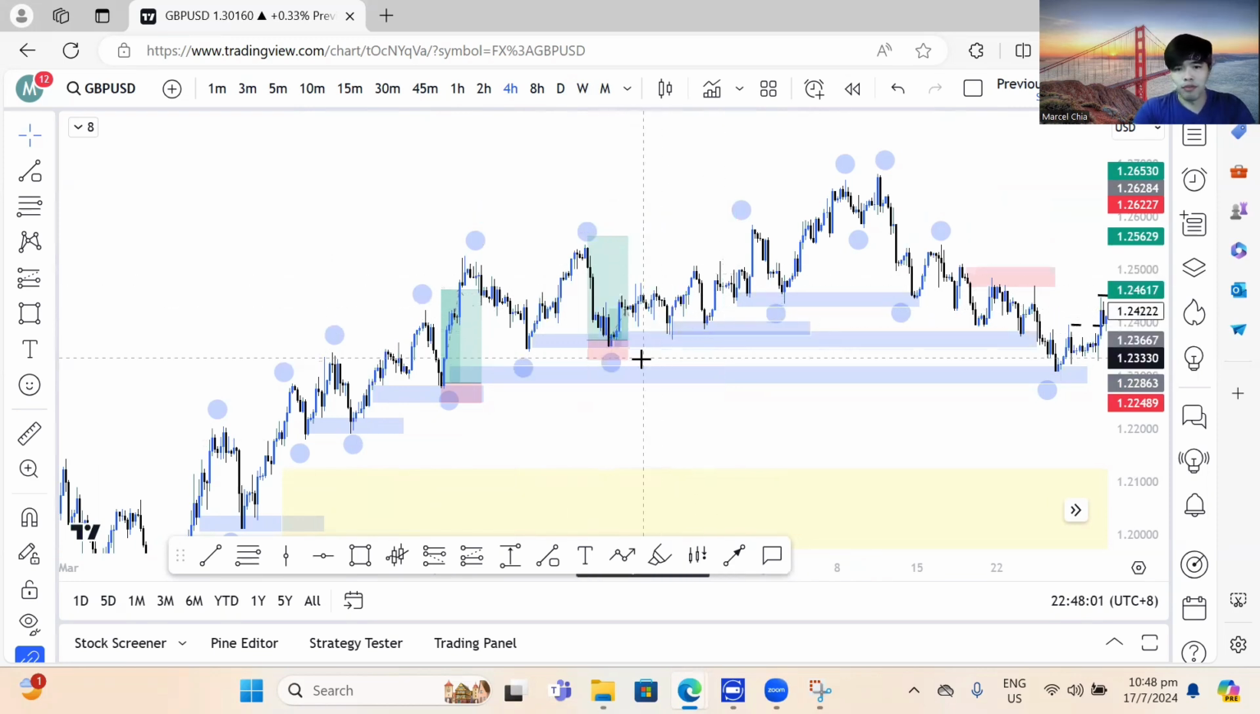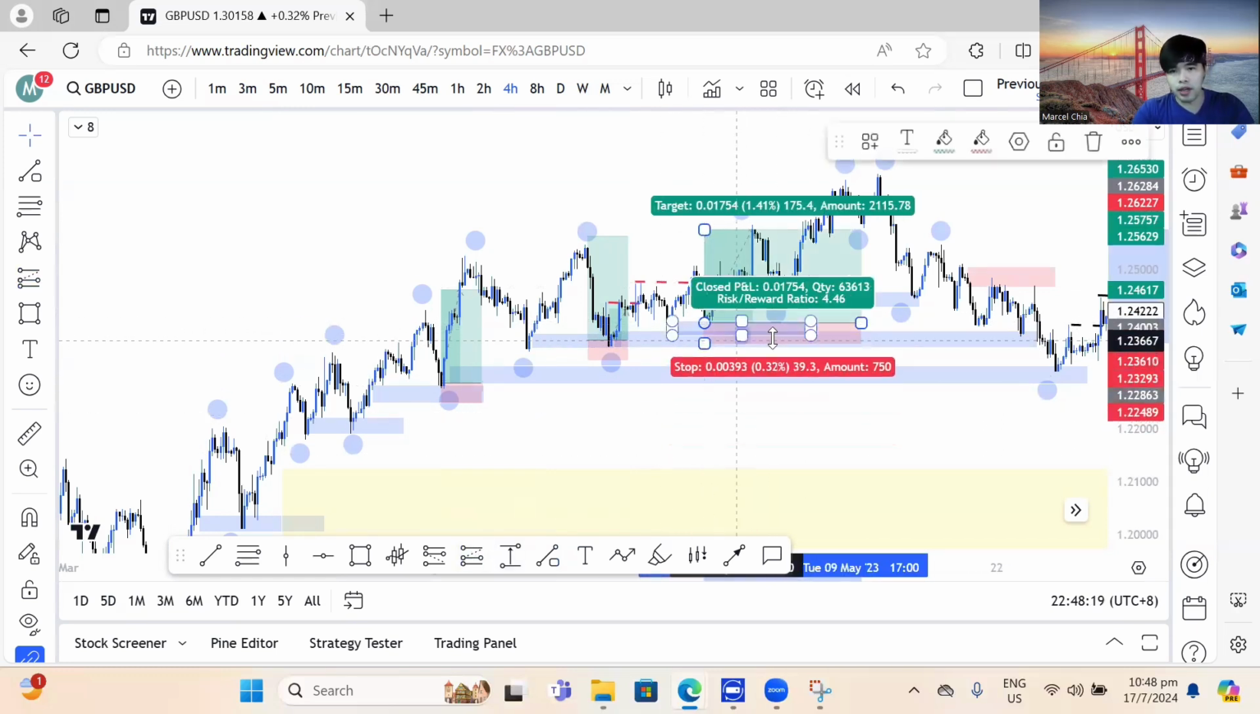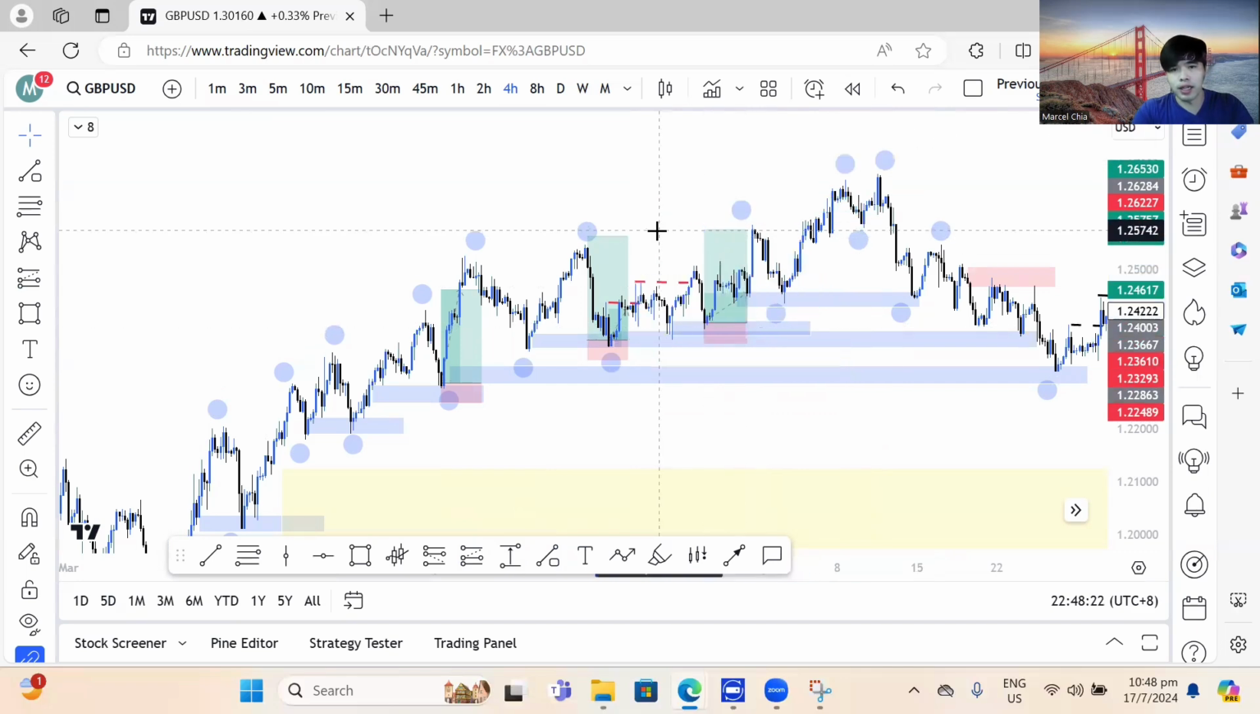So we can see briefly that at this current level, our internal structure is technically still aligned. There's a breaking structure here, and there's a breaking structure here as well to the upside. So whenever the price hits a certain demand zone here, you can utilize these, because technically your internal structure and your swing structure are still aligned.